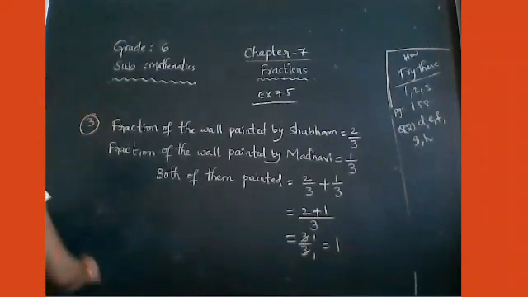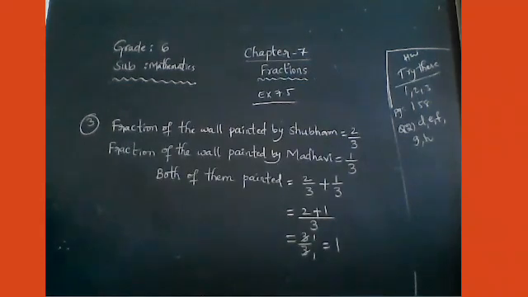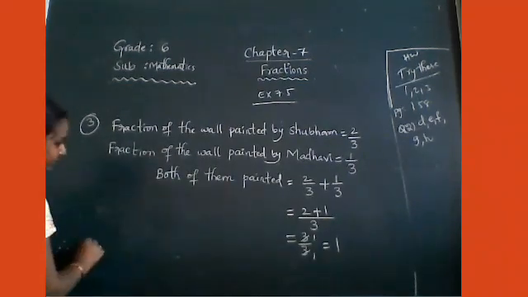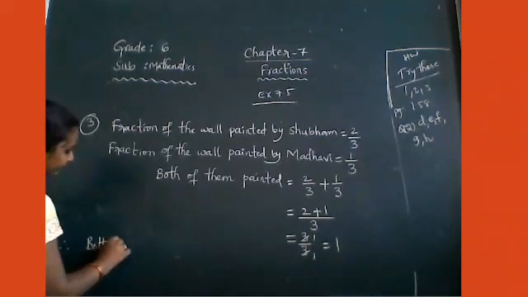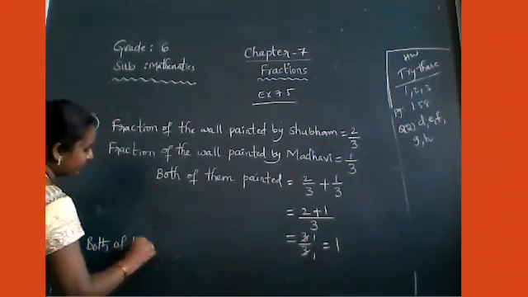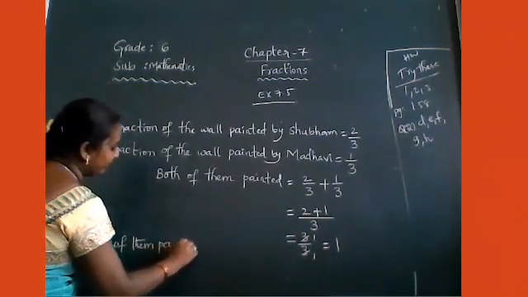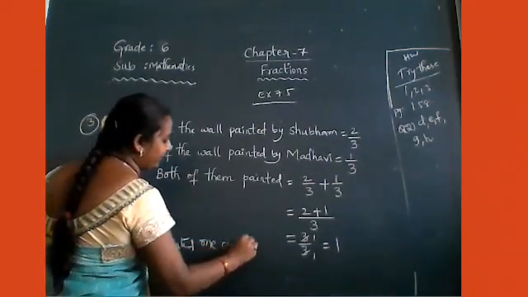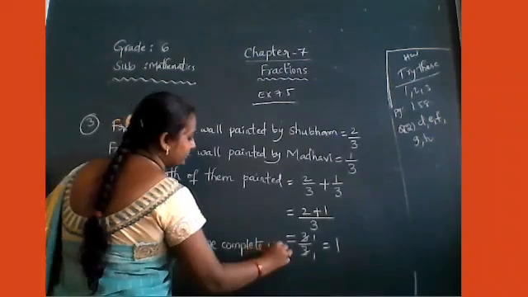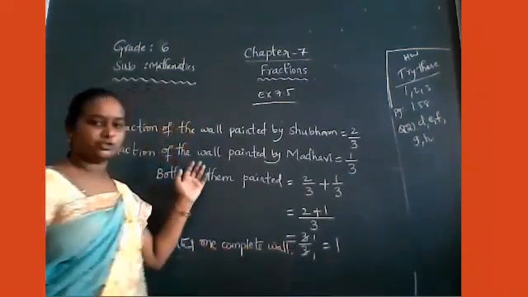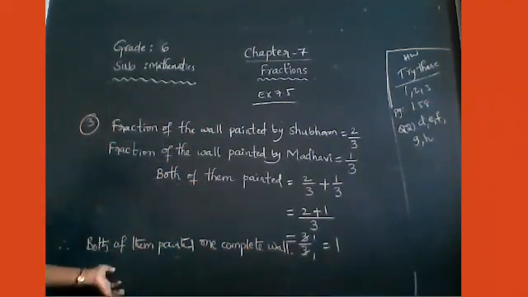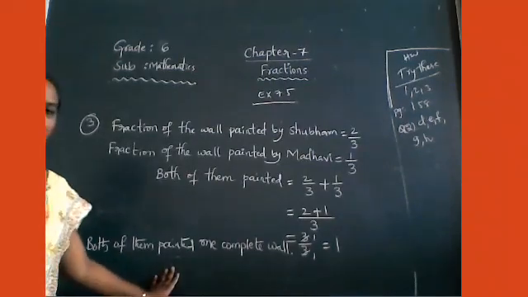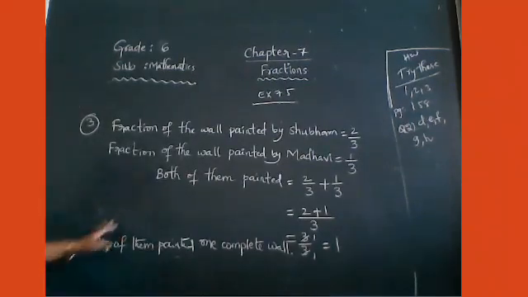So finally, you write the total. Both of them painted one complete wall. Therefore Shubham and Madhavi, both of them painted one complete wall. Okay? Right. So copy this one.